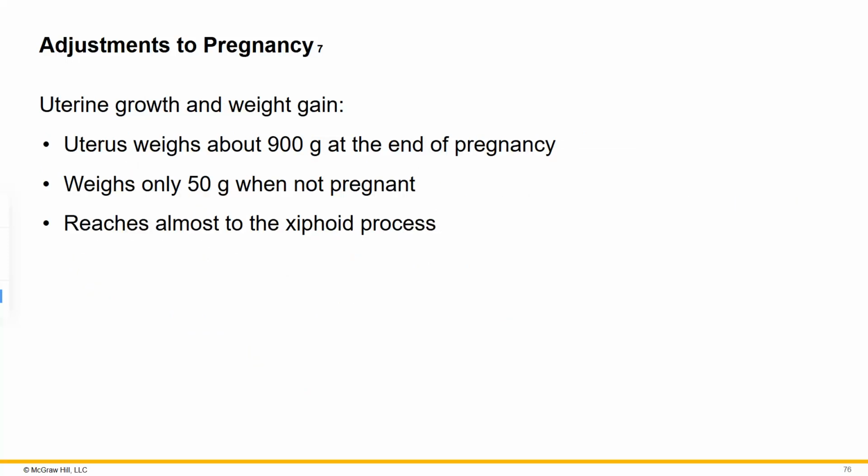Uterine growth and weight gain. So the uterus weighs about 900 grams at the end of pregnancy. It weighs only 50 grams when you're not pregnant. So it reaches almost to the xiphoid process.